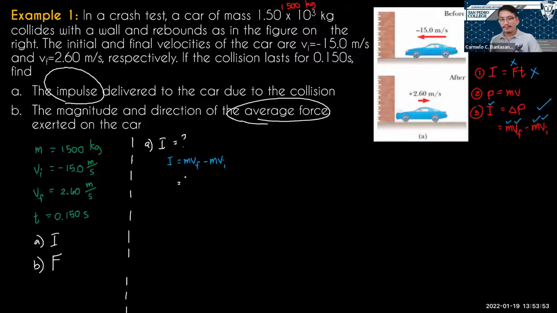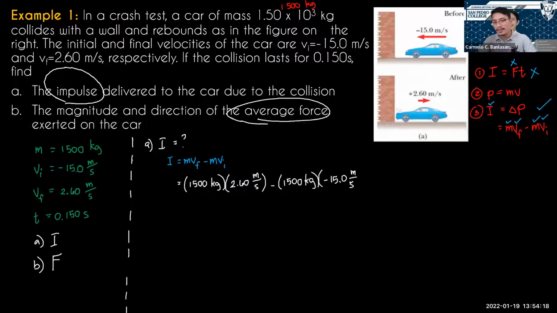Okay, so calculate lang. Mass is 1,500 kilograms times the final velocity, which is 2.60 meters per second, minus mass, the same, 1,500 kilograms, and then the initial velocity is negative 15.0 meters per second. And that gives us what? 1,500 times 2.60 minus 1,500 times negative 15.